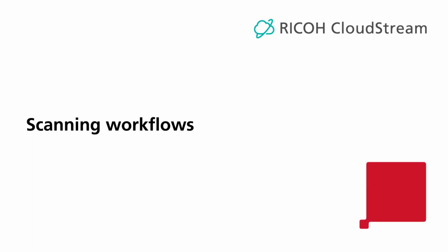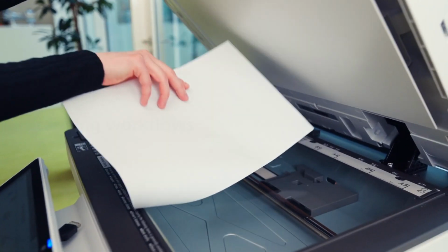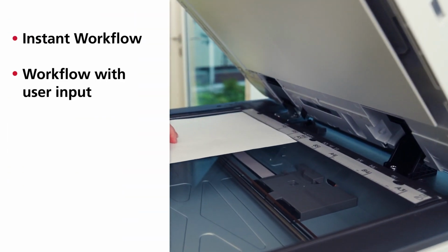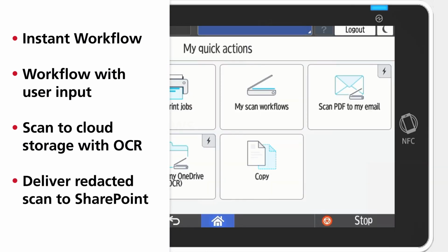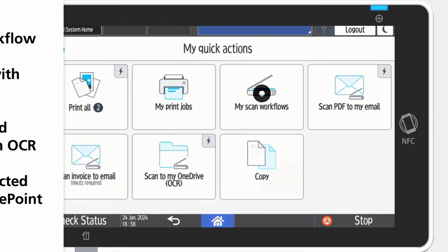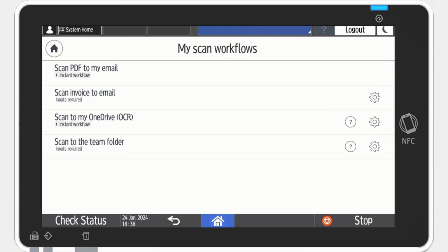Scanning workflows. RICOH CloudStream allows you to streamline and automate document processes with its powerful scanning. To explore some of its capabilities, let's look at the following scenarios. Tap My Scan Workflows to see a list of workflows available to you. Try running an instant one-touch workflow. For example, scan PDF to my email.